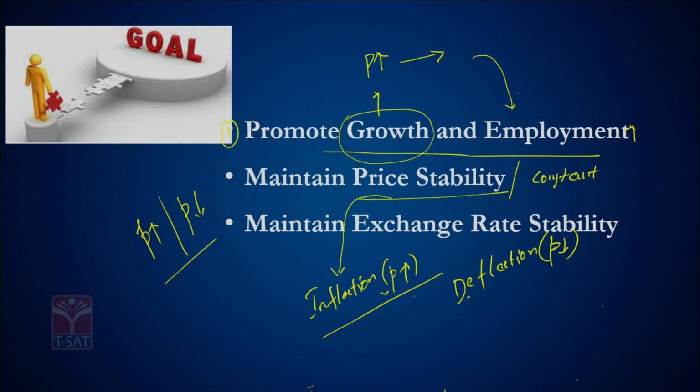The RBI tries to keep the rise or fall in prices within a reasonable margin, and that is the reason I said the second important objective of the RBI is to maintain price stability. The third one is to maintain exchange rate stability.